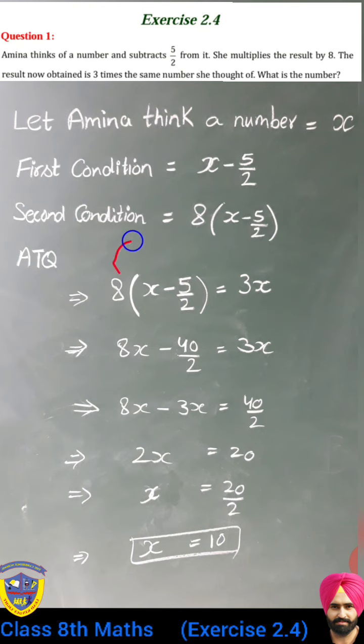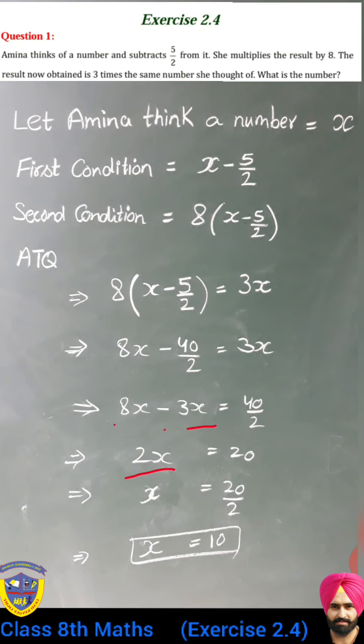Next, multiply 8 into x, you will get 8x. Next, 8 multiplied by 5 by 2, you will get 40 by 2, is equal to 3x. Next, transpose minus 40 by 2 to the right hand side and 3x to the left hand side. You will get 8x minus 3x is equal to 40 by 2, which can be written as 20, and 8x minus 3x is equal to 5x.